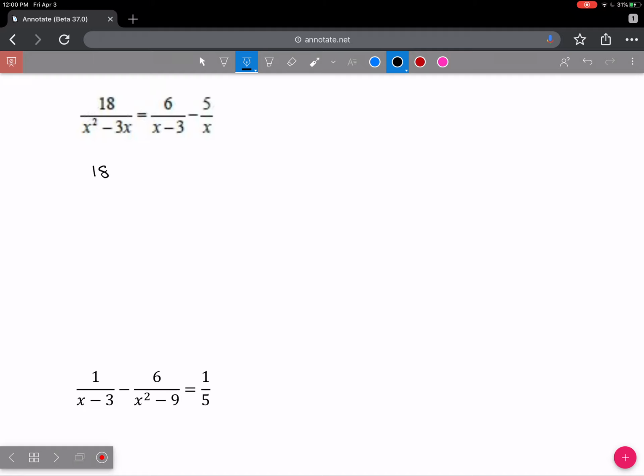So in the first, because this denominator has this x squared business, I don't want that in there. I'm going to have to factor out an x.